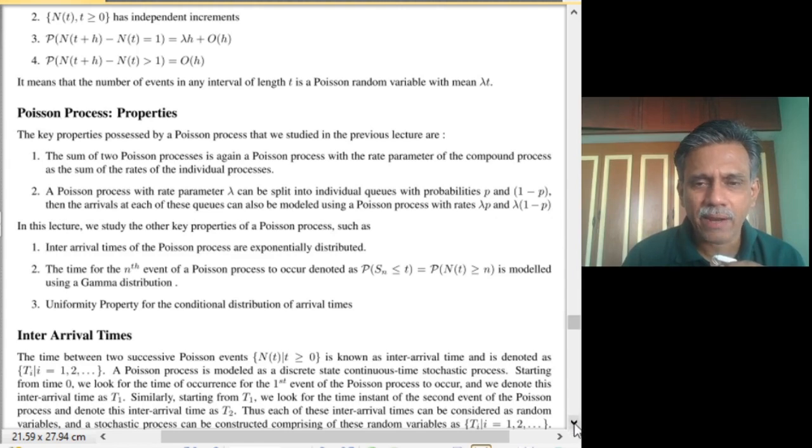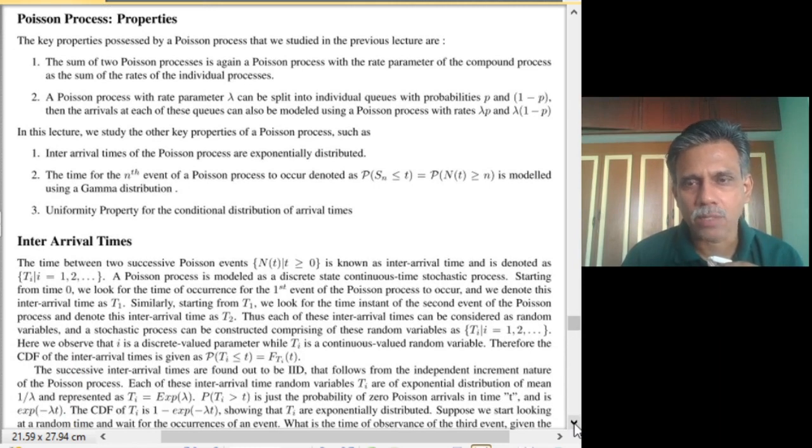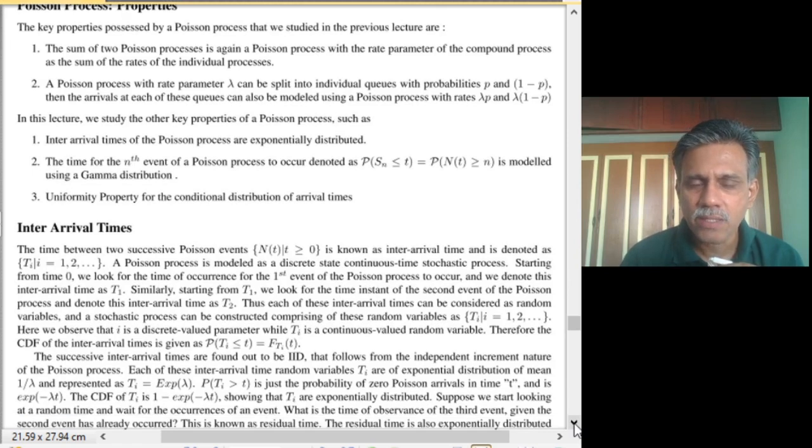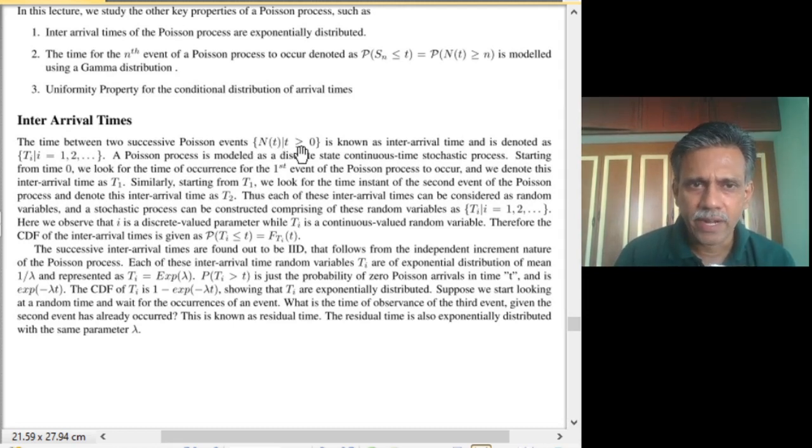Now we will look at the inter-arrival time between two events in a Poisson process and show that they are exponentially distributed. And this gives a close connection between the Poisson stochastic process and the exponential distribution. That is, the time between two successive Poisson events, N(t) greater than or equal to 0, is what we are going to call the inter-arrival time, or the inter-occurrence time between two events. Let us denote it by the symbol Ti, where i is the ith inter-arrival time.